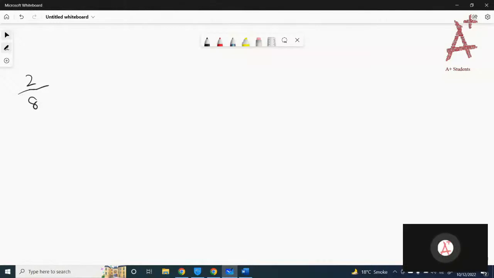Both the numerator and denominator have a common number that can divide them, which is 2. So just divide them by 2. 2 divided by 2 equals 1 and 8 divided by 2 equals 4. So the smallest form is 1 by 4. Got it? So the correct option is 1 by 4. Select the correct option and click on the OK button.